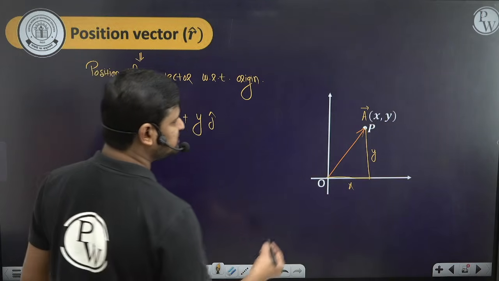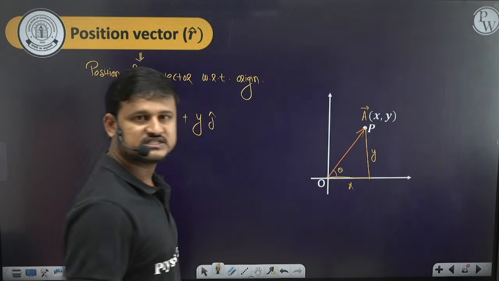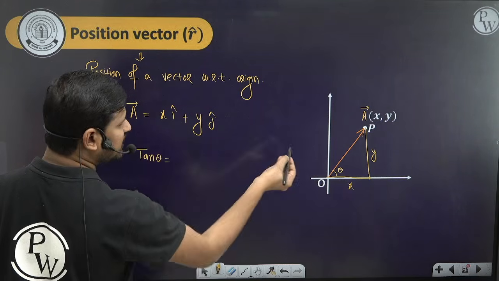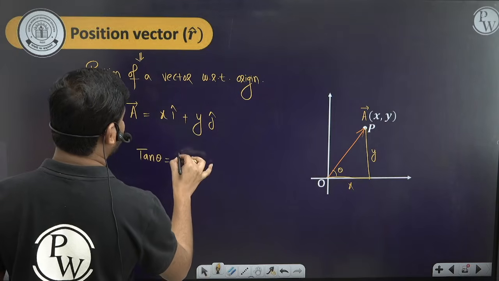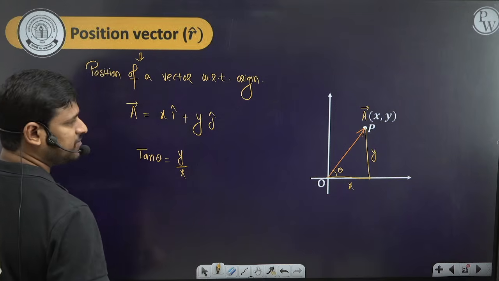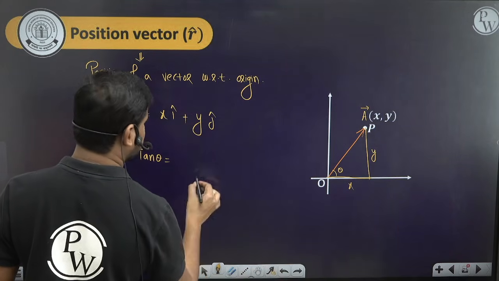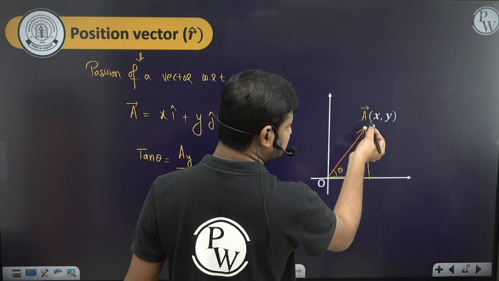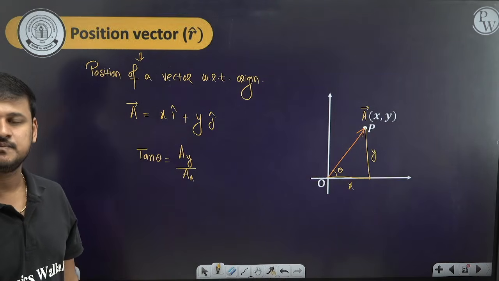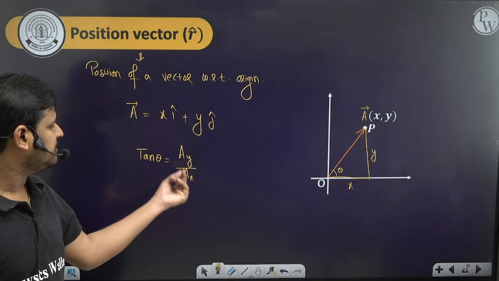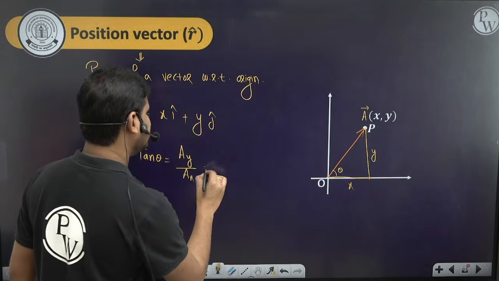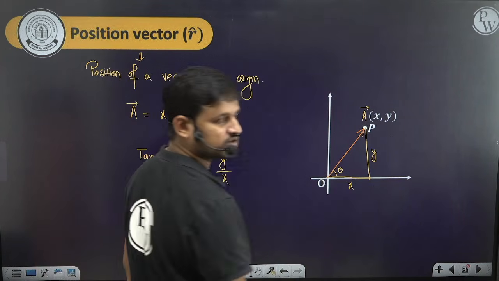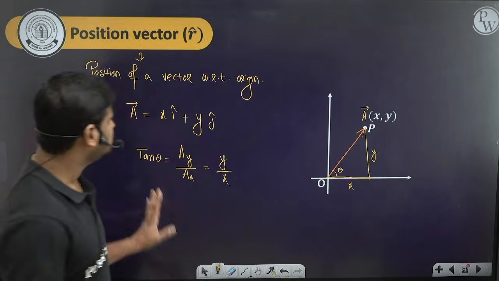Okay, so let's suppose this vector is making some angle theta. Then from there we can write tan theta is equal to y by x, or else we can simply write Ay by Ax, the component in the y direction by the component in the x direction. You can write that also. Yes or no? Ay by Ax, or simply y by x. Clear, everyone? So just remember this one.